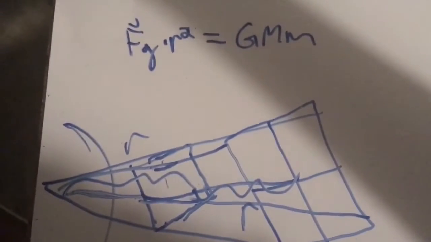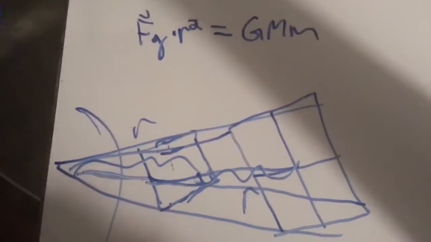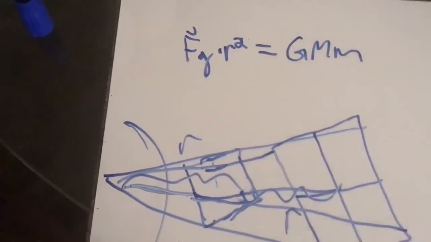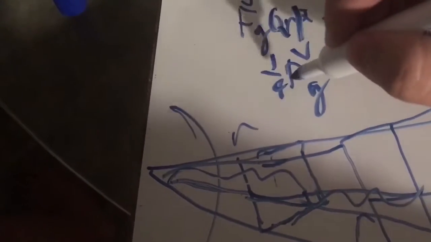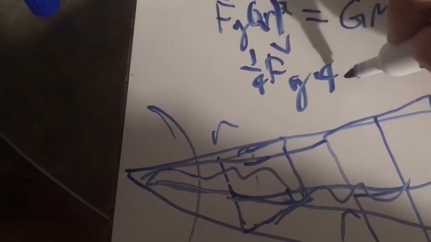Newton believed that the force of gravity was inversely proportional to the square of the radius. What that means is, at some radius, gravity would have some force. And at double that radius, you get a gravitational force that's 4 times smaller. You get a gravitational force that's 4 times smaller as the radius doubles.